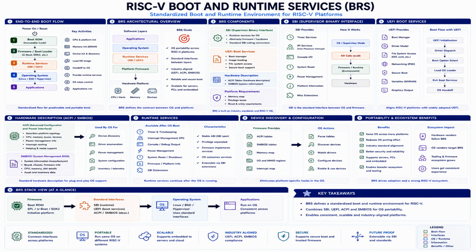First, let's picture the stack from top down. At the top, it's the application layer, the end user workloads, from user space programs to complex services. Below the application layer, it's the OS layer, the kernel that schedules those user workloads, manages memory, and provides the core system services. After the OS layer comes runtime services, the thin standardized layer that bridges the OS to the firmware, exposing a minimal portable set of primitives.